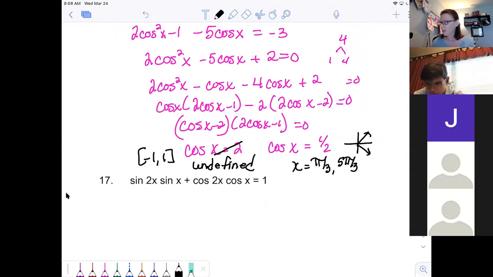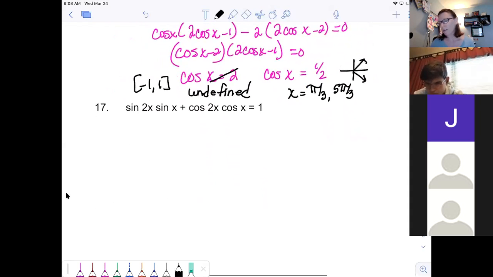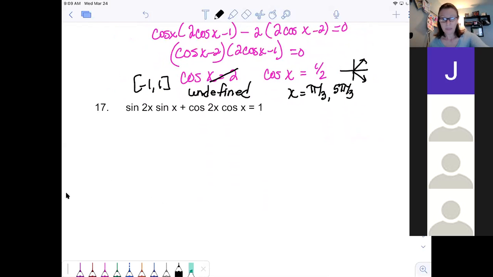All right, so 17, the last problem on here. We have the sine of 2x times the sine, plus the cosine of 2x times the cosine, and then it's equal to 1. Did anybody start this problem? Any thoughts about where to go, what to do? Wouldn't you pull out the 2x for the formula for sine 2x? You would make it 2 sine cosine, and then it would be 2 sine squared once you multiply it.